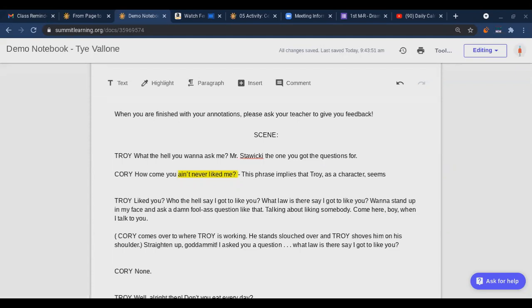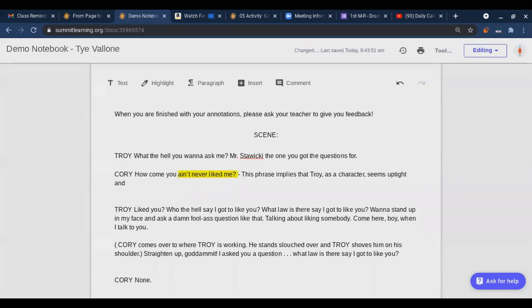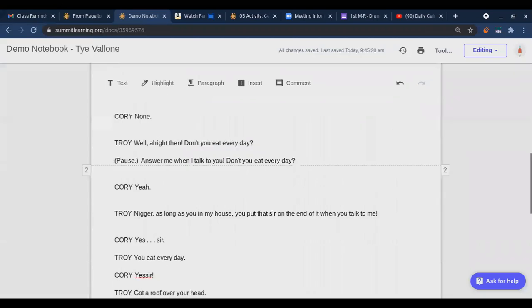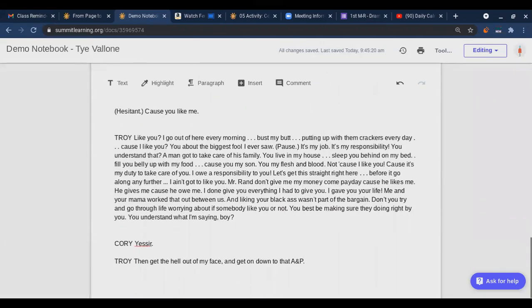He seemed very uptight. Yeah, that's a good way to put it, Mira. Seems uptight and distant, right? Or maybe unloving. Okay, that would be good there, right? So now we have one part of this annotated, and then you're going to just continue through the rest of the scene and do the same thing.